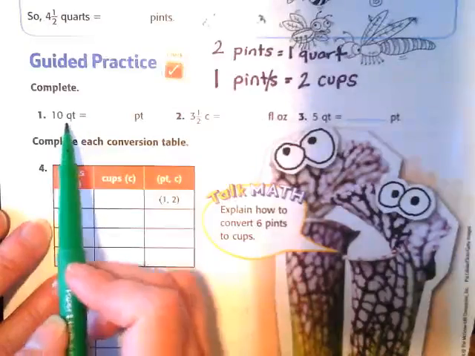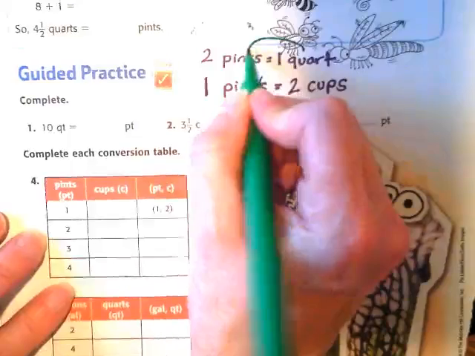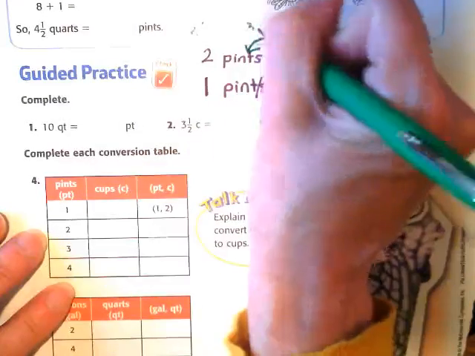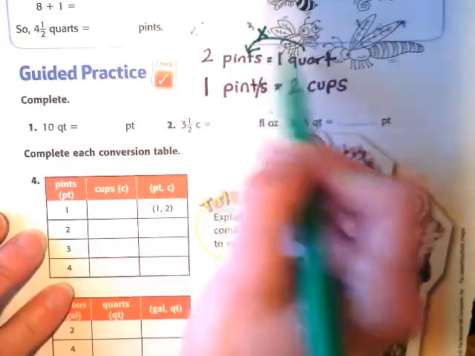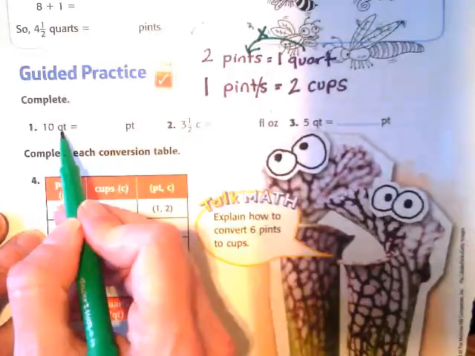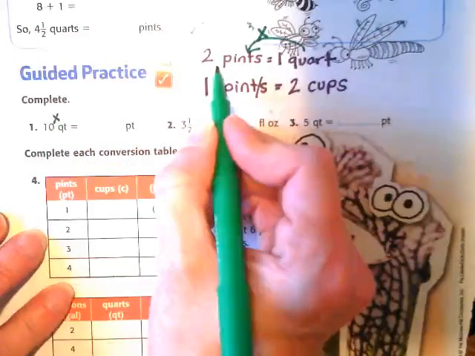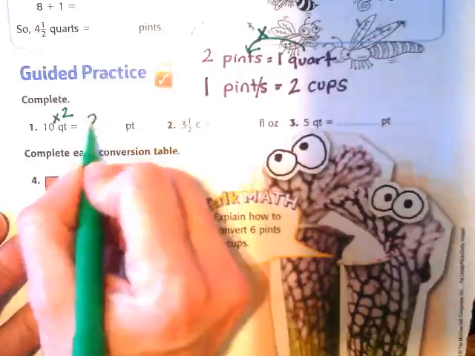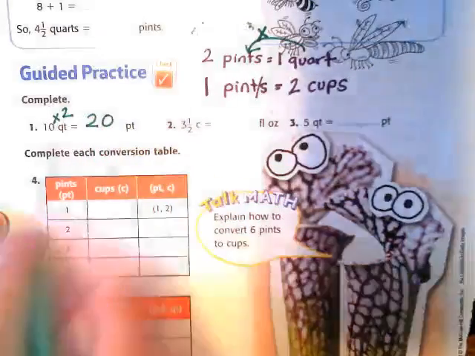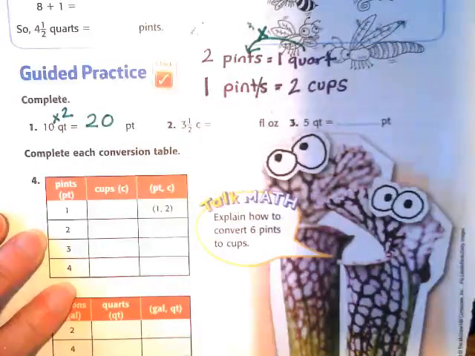And we know that if we're going from quarts to pints right here, quarts to pints, sorry, I got ahead of myself, we are going to multiply. So we are going from quarts to pints. We're going to multiply against our conversion rate, which is 2. So we're going to multiply 10 times 2 and get 20 pints. So 10 quarts is 20 pints.